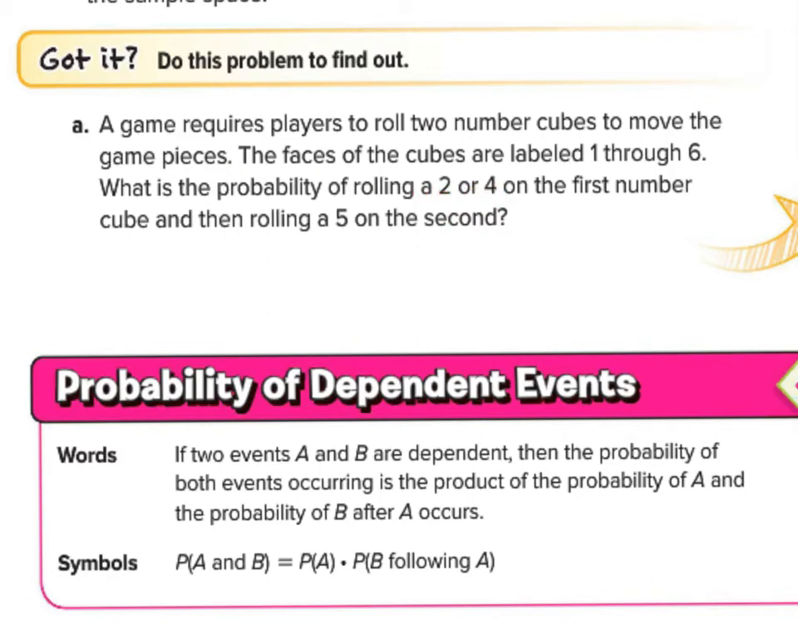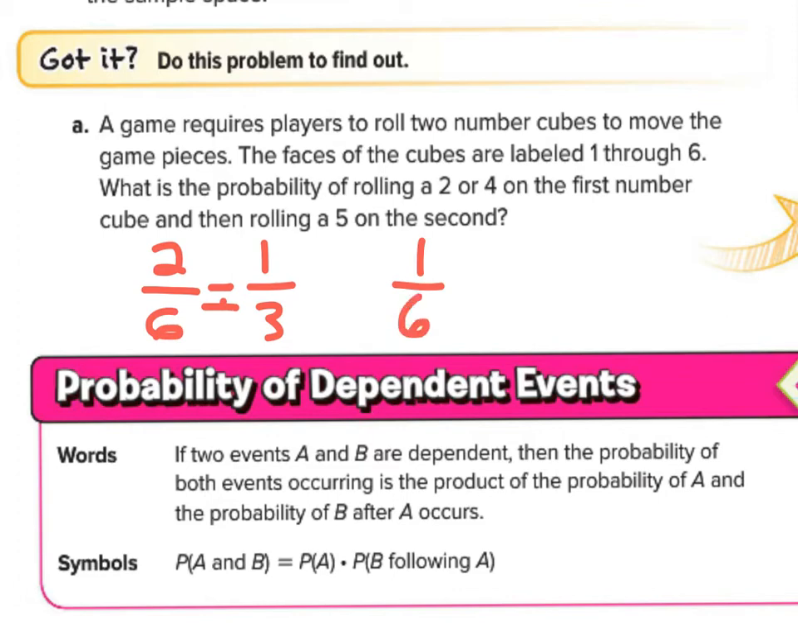So the probability for the first one is we have 2 numbers out of 6, correct? Out of the number cube, which is in turn 1/3, right? Actually, I can just put an equal sign here instead of a comma. It's 1/3. And then the probability of rolling a 5 on the second, there's only 1 5 in a number cube, so that's 1 out of 6, right?